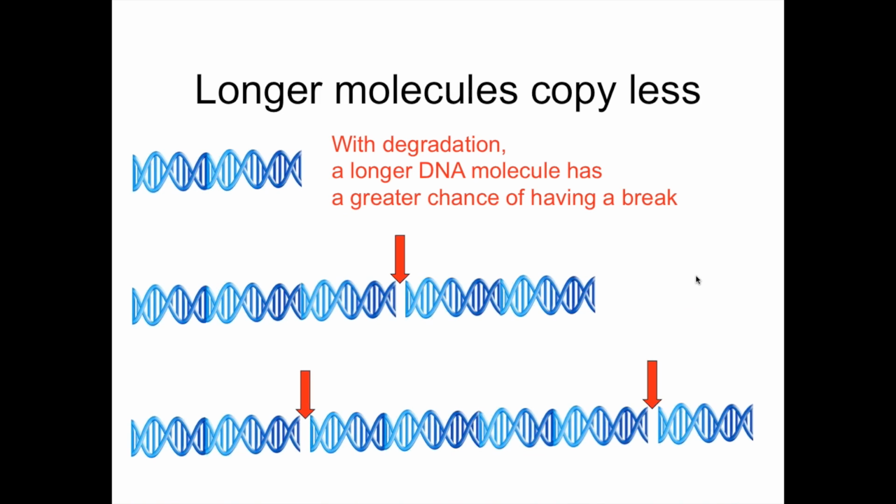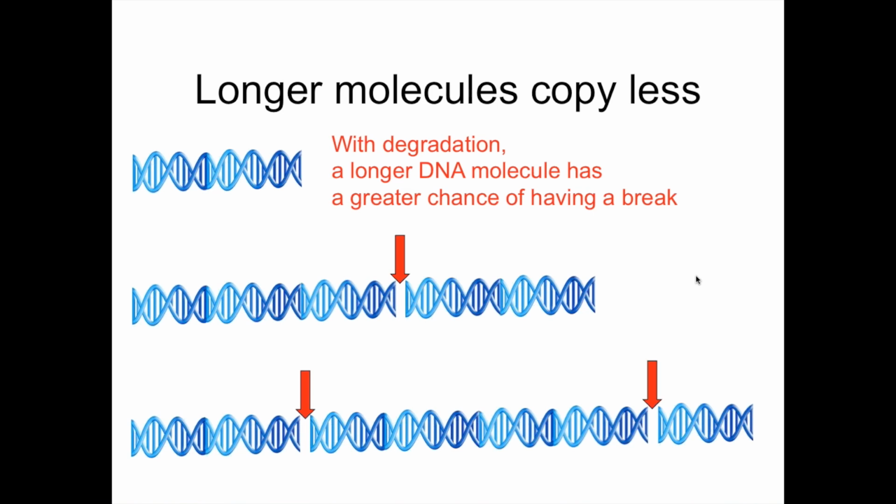Now, longer molecules are copied even less. And the reason is that only one break is needed to stop the copying process. So with a very short fragment, like we see on the top left, the odds of a break may be less. And once the fragment becomes a little bit longer, like we see in the middle, there's a greater chance of having at least one break.